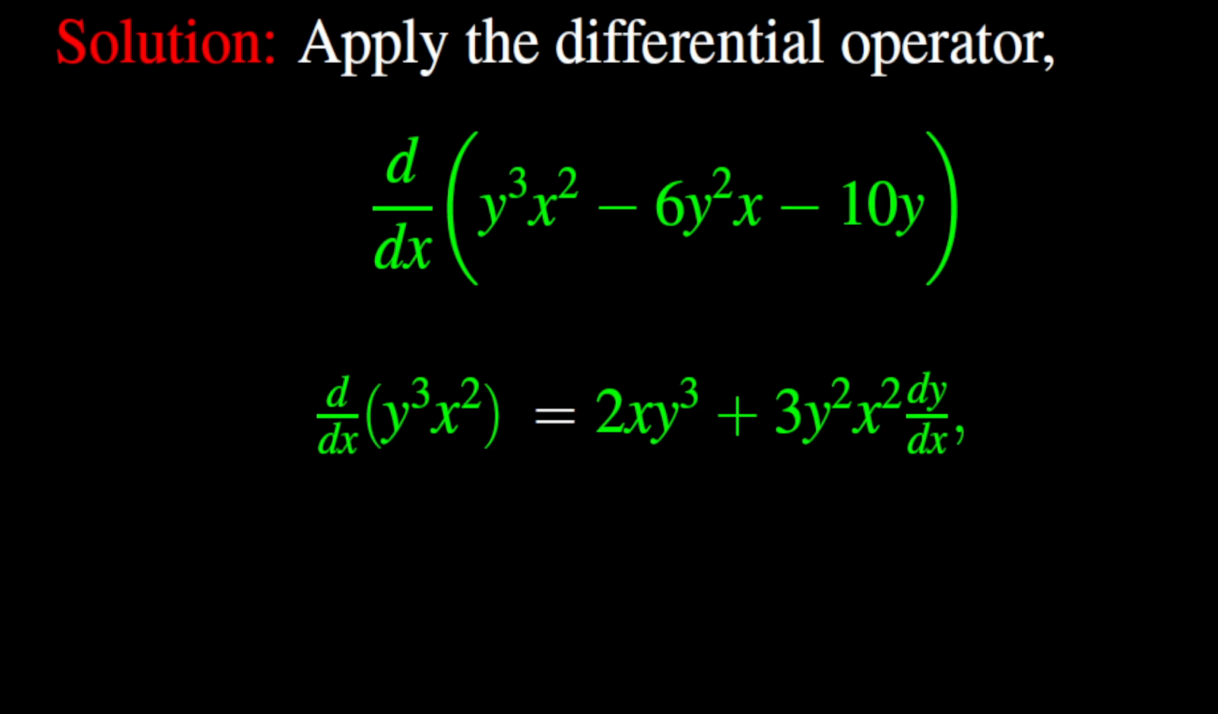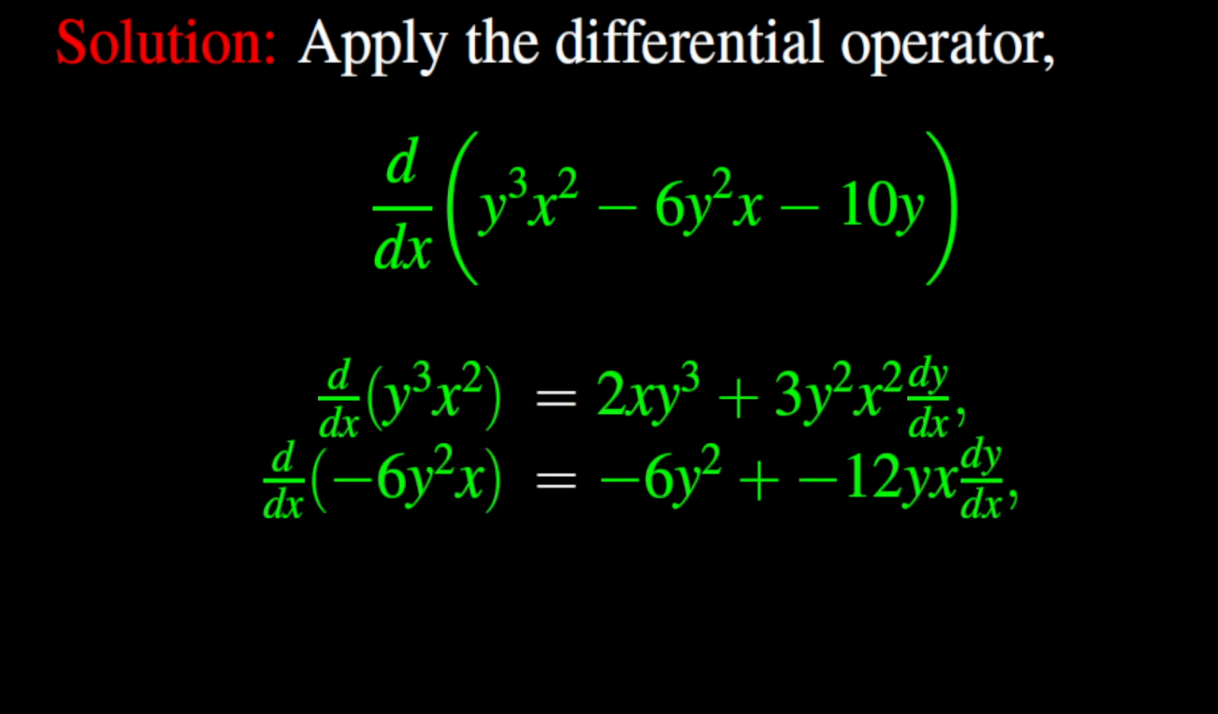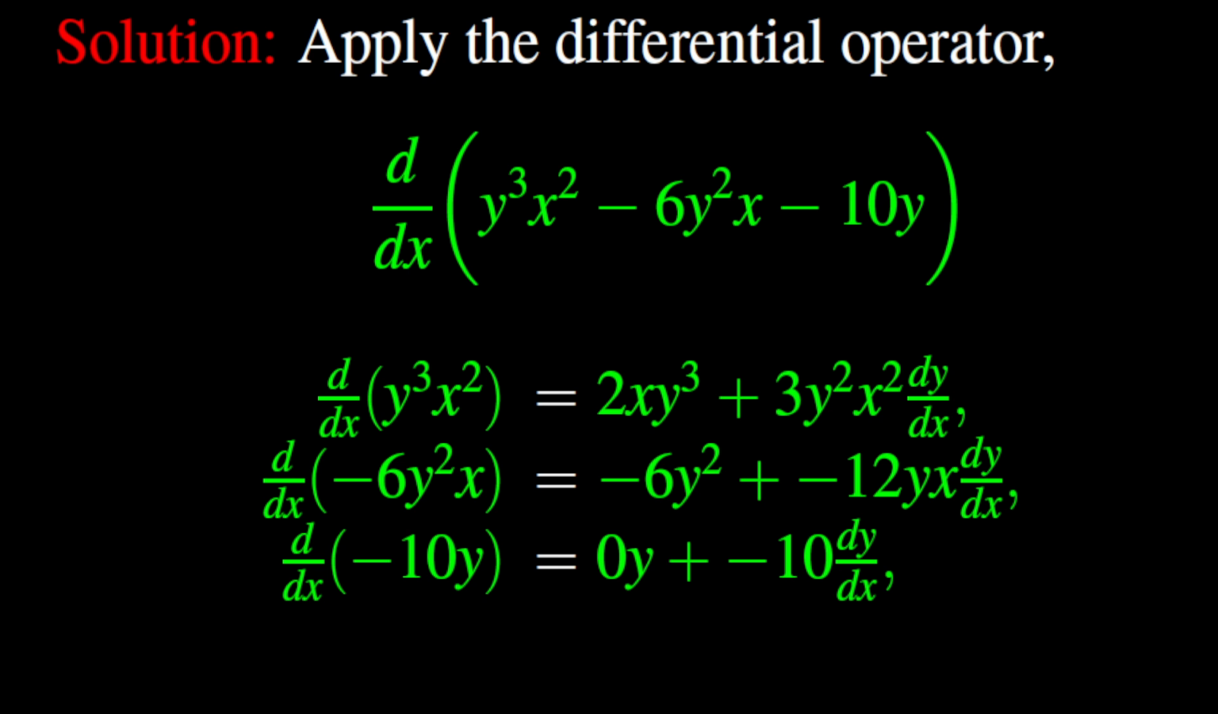The left-hand side of this equation has three terms. We have to differentiate each of these terms. Using the fact that the derivative of a constant is always 0, and the power rule, we have d over dx of y to the power 3 x to the power 2 is 2xy cubed plus 3y squared x squared times dy over dx. D over dx of minus 6y to the power 2 x is minus 6y squared minus 12yx times dy over dx. D over dx of minus 10y is minus 10 times dy over dx.